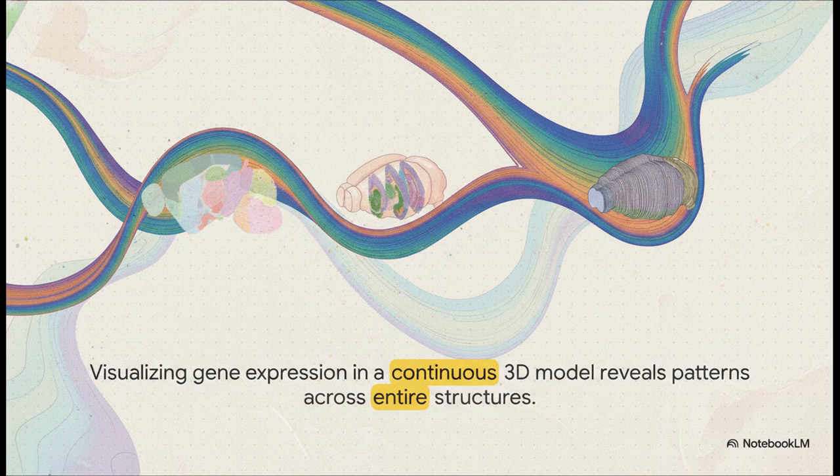Superpower number 2 is just as cool. You can take all that data from millions of individual cells and transform it into a smooth, continuous 3D surface. Why is that a big deal? Because it lets you see how gene expression flows like a smooth gradient across an entire structure. You're not just looking at dots on a slide anymore. You're seeing the whole biological landscape in motion.